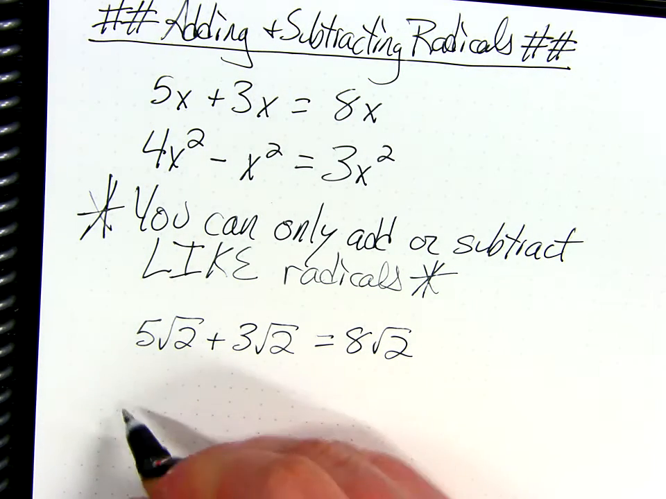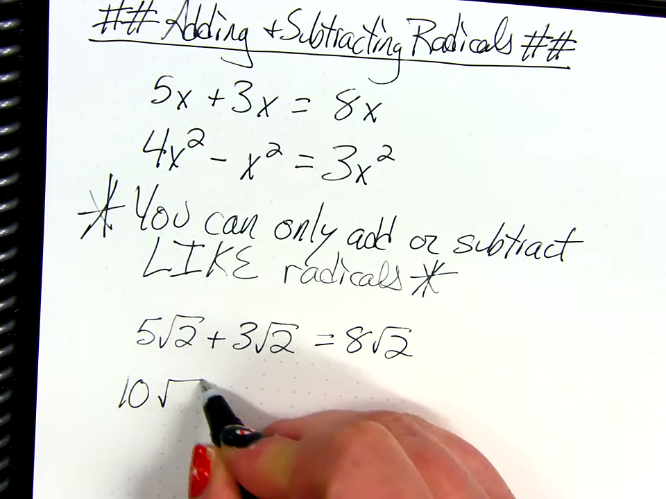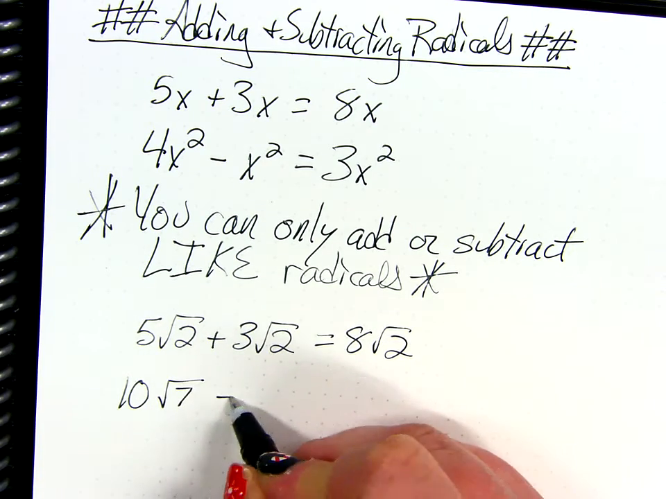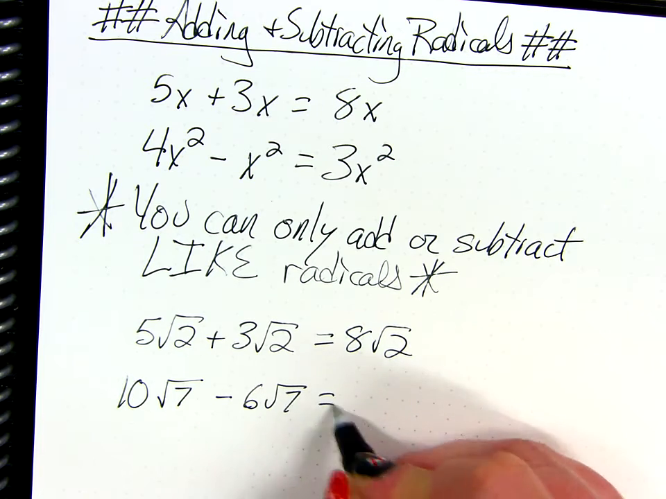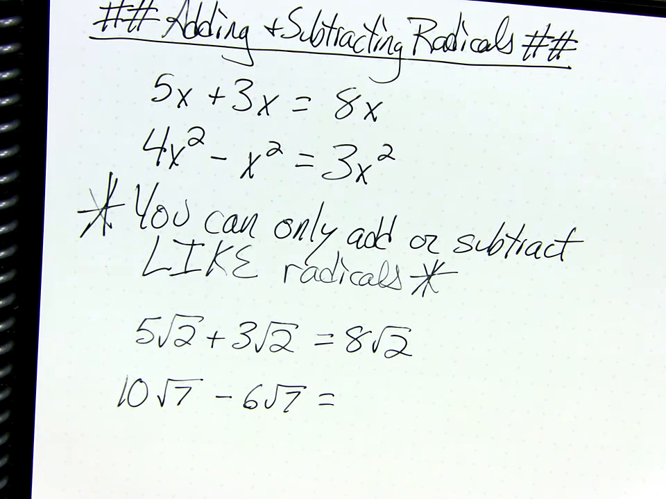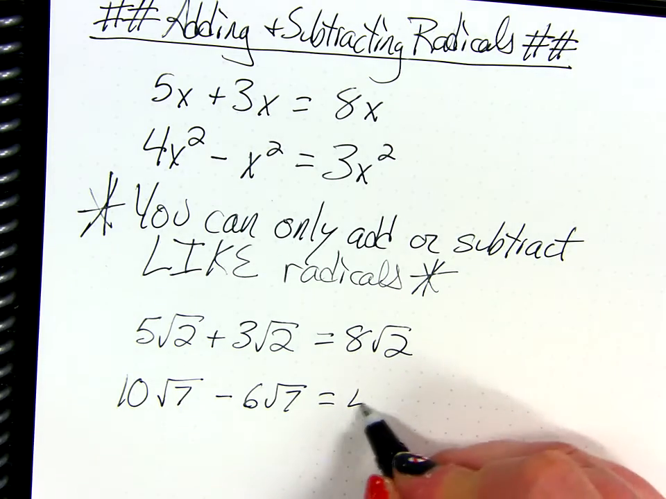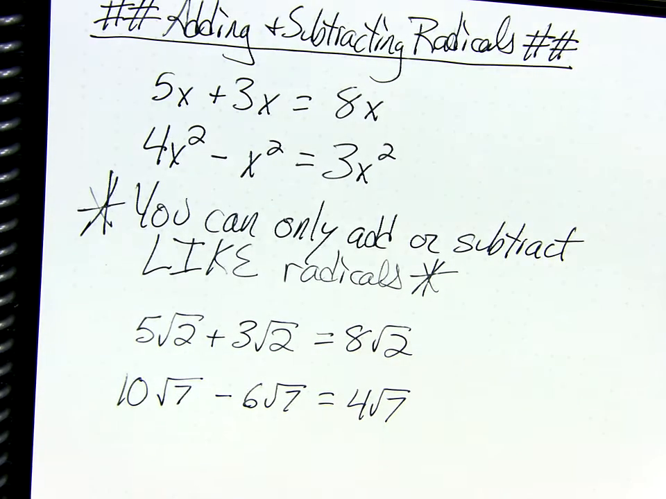That's it. So you just do the operation with the coefficients and you leave the radicals alone. It just stays the same. So if I did something like 10 square root of 7 minus 6 square root of 7, that's going to get me 4 square roots of 7. As long as I have like radicals, that's all I got to worry about.